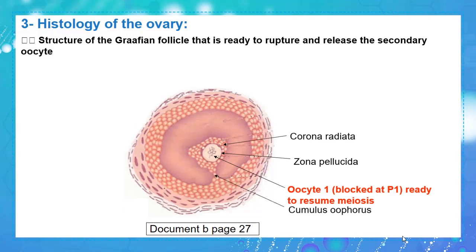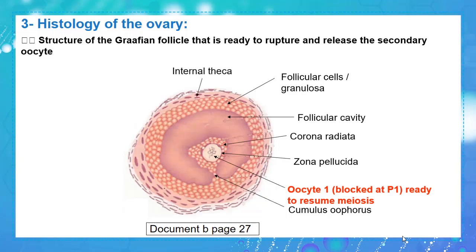Corona radiata is the innermost layer of the cells that directly surround the oocyte both before and after ovulation. Those cells make the cumulus oophorus. Now, surrounding the follicular cavity that is filled with fluid are many layers of follicular cells, or granulosa, in addition to other cellular layers called theca interna and theca externa.